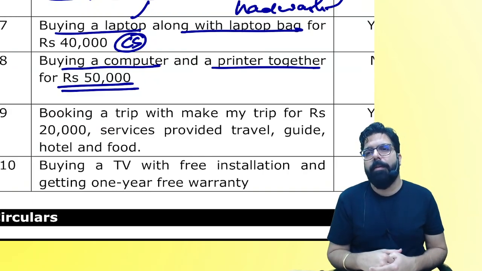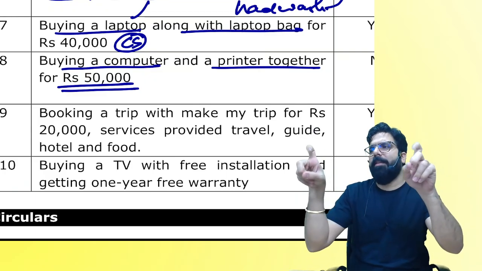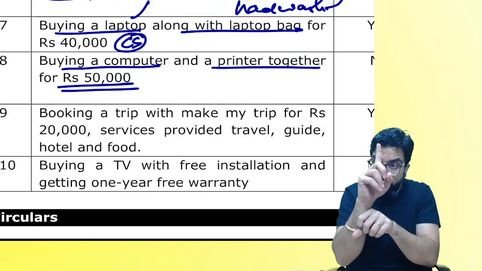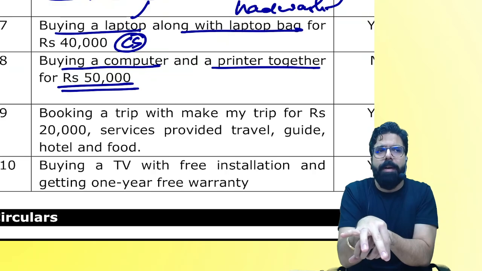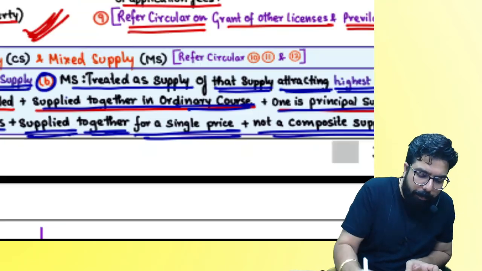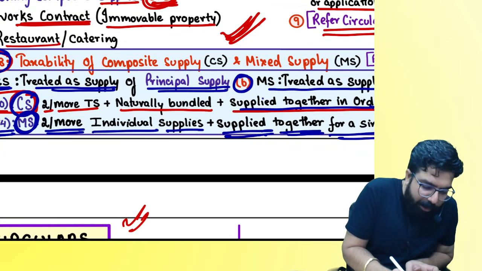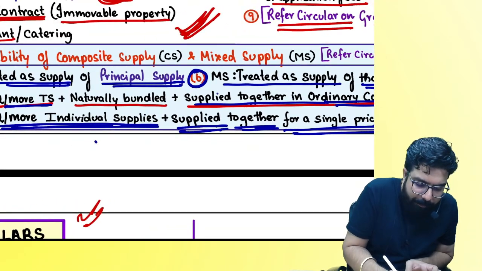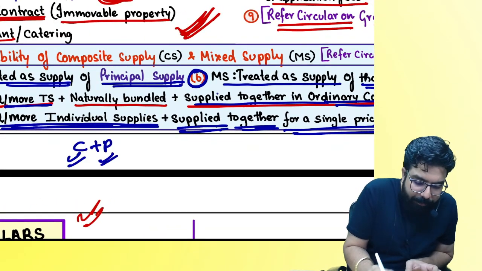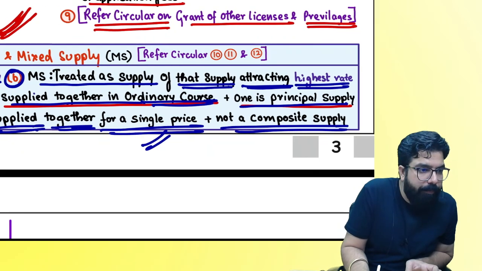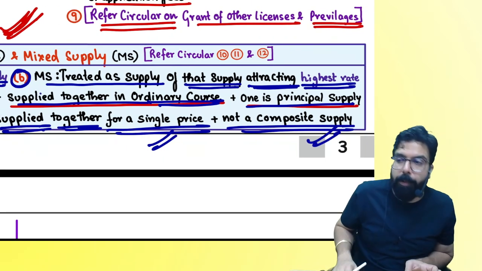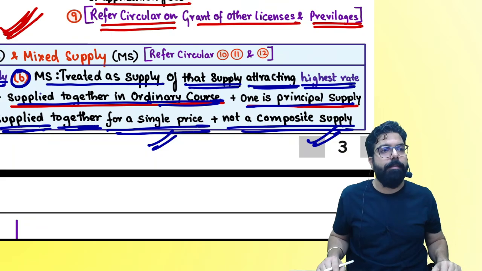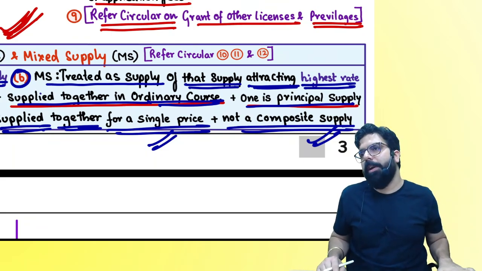Why mixed? Two or more individual supplies supplied for a single price. There should be one price. And it should not be composite. Only then it will be. See everyone, two or more individual supplies should be supplied. So computer and printer, are they individual supplies? Are they supplied for a single price? And they should not be composite. Then they will become what, everyone? Mixed supply. Are they composite or mixed? Mixed. Are we all clear till here?